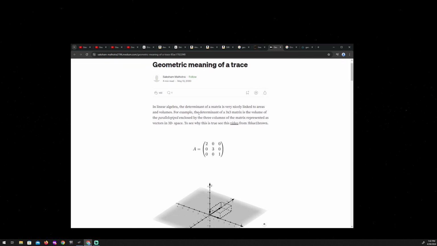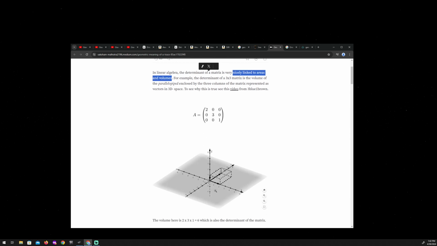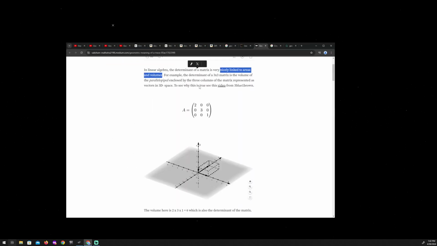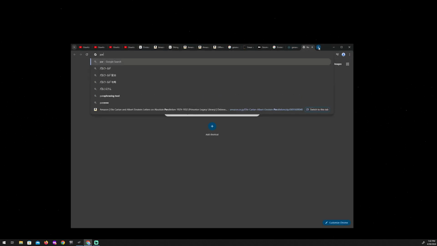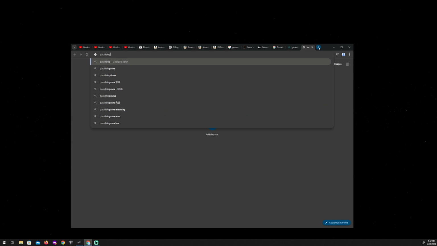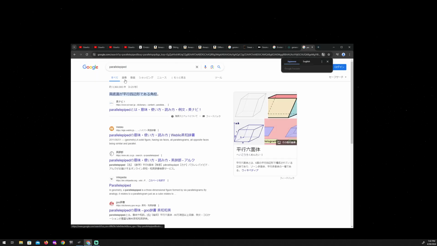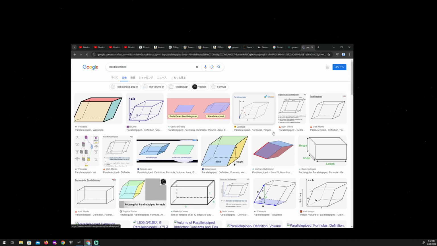Now, some of you probably know that the determinant of a matrix is very nicely linked to areas and volumes. So it's kind of, see, this volume being traced out by vectors is roughly equivalent to that. I had it in Blender, but let me just show you. Parallelepiped is the shape. So, yeah, I don't want this to be just about the determinant.